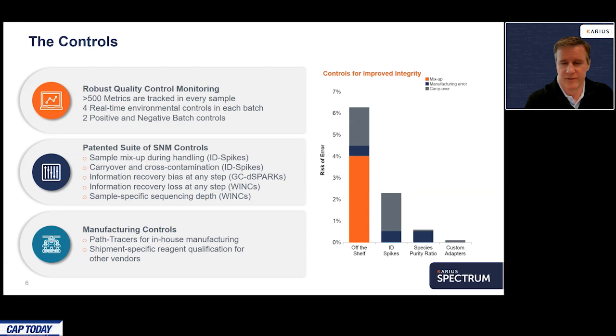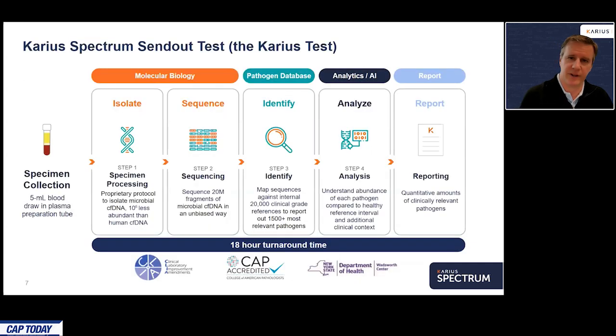And on the right, of course, we quantified the risk without any of these measures, and then reduced the risk of false positives being derived from these operational risks about 1,000-fold through these controls. And the end result of all of that is this process that we have referred to for most of our history as the Karius test. It's recently been renamed the Karius Spectrum send-out test to distinguish it from a BAL test that we're launching here in the next couple of weeks.